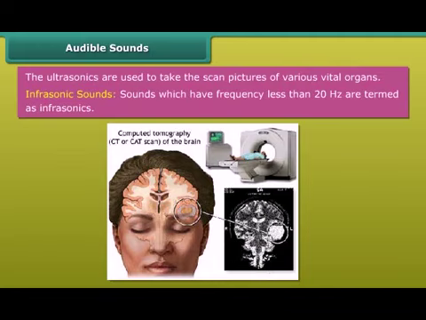Infrasonic sounds. Sounds which have frequency less than 20 Hz are termed as infrasonics.